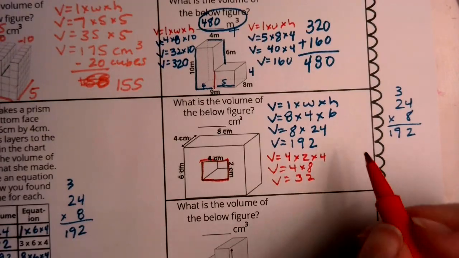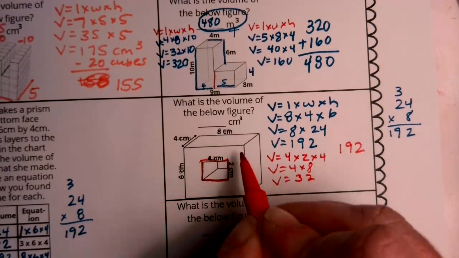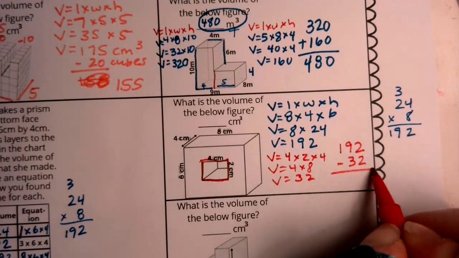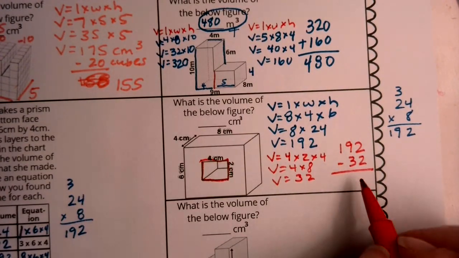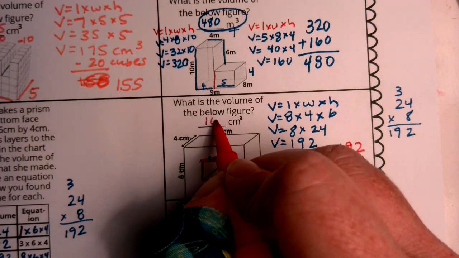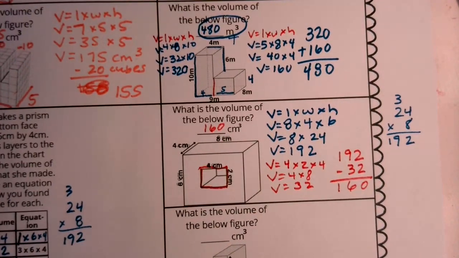So the next thing that I need to do is I need to take my 192 of the whole prism and I need to subtract out the 32 that is the missing part. And when I do that, I'm going to get a difference of 160. So what do I know to be true? I know that this prism has a volume of 160 centimeters cubed.